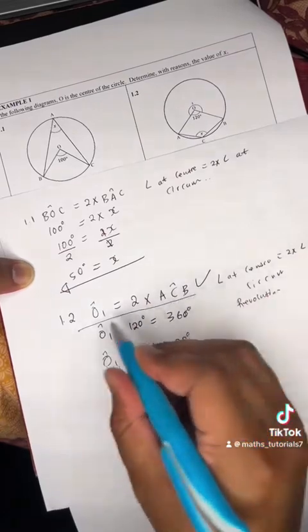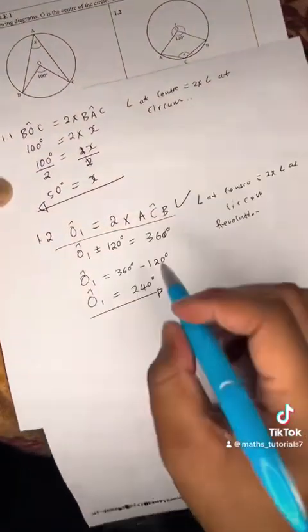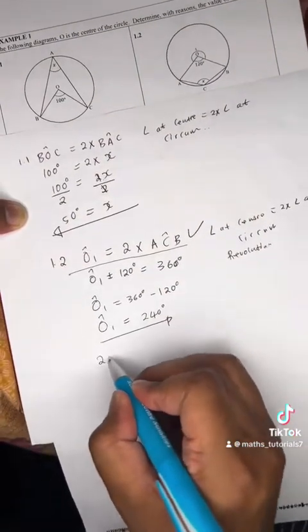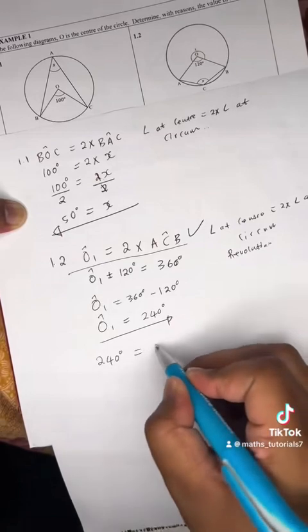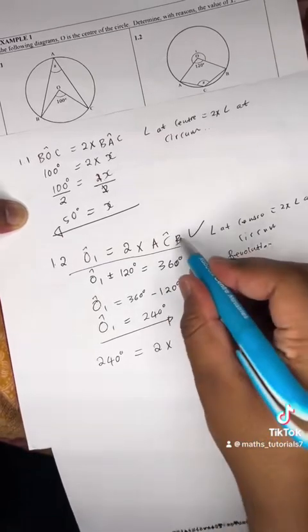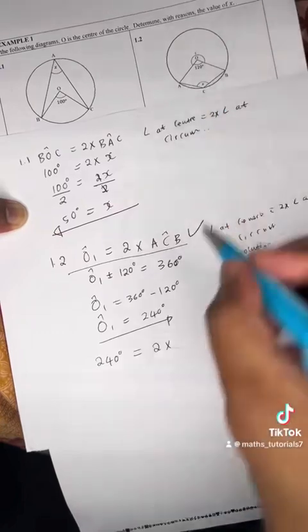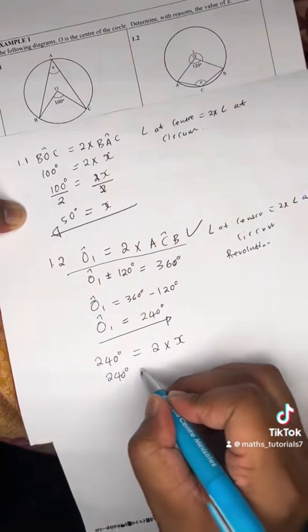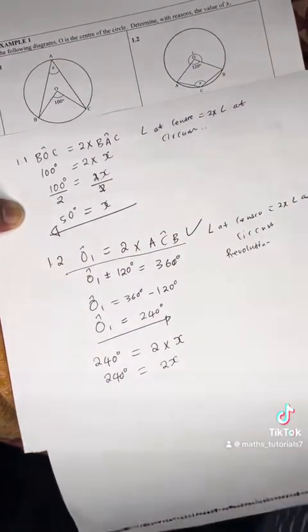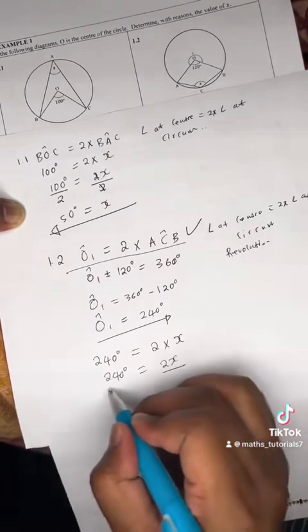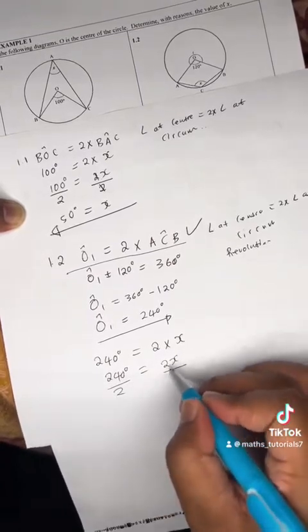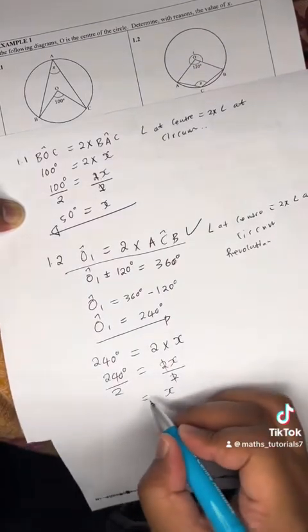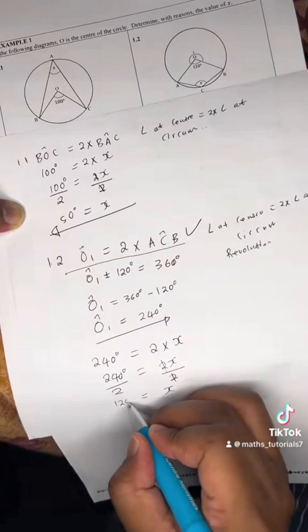Remember that we need to continue from here. So let's continue from here. We are going to say angle O1. Remember that O1 is 240. So we're going to put 240 degrees equals 2 times ACB. ACB, remember, is x. So 2 times x, right? Which will give us 240 degrees equals 2x. Okay? And then we divide both sides by 2 since we're looking for the size of x. So our x value will be equal to 120 degrees.